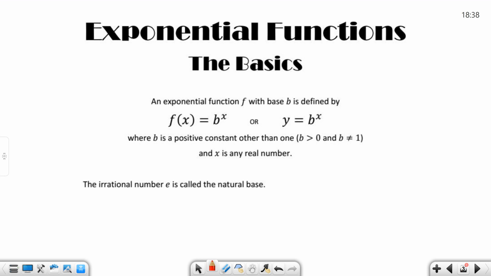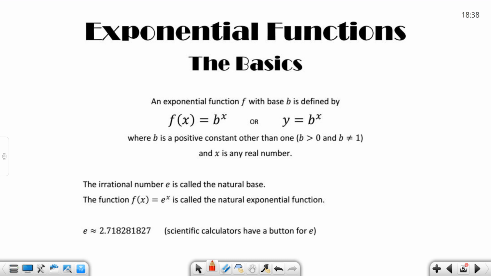The irrational number e is called the natural base. The function f of x equals e to the x is called the natural exponential function. E is approximately 2.718281827. It doesn't repeat itself. It just goes on and on and on forever. Scientific calculators have a button for e.